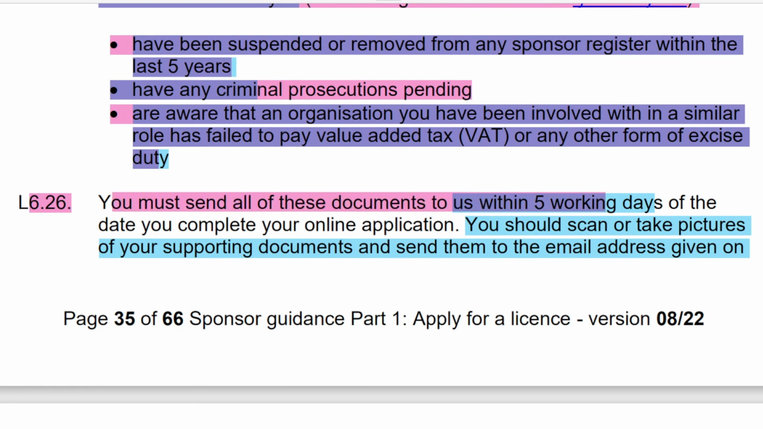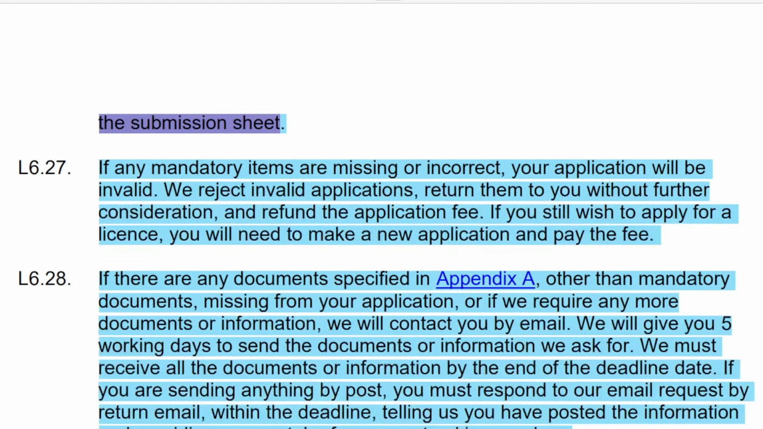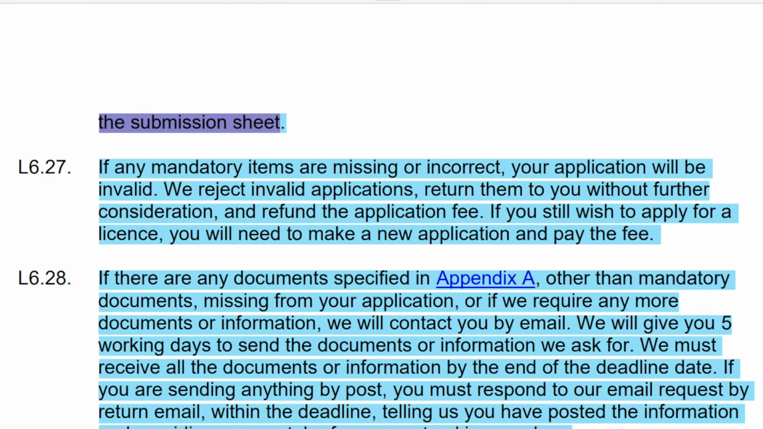You must send all the documents within 5 working days. You should scan or take pictures of your supporting documents and send them to the email address given on the submission sheet. So when you submit your application, you will get the submission sheet, and on that submission sheet you will have the email address where you have to provide the documents. If any mandatory items are missing or incorrect, your application will be invalid. We reject invalid applications, return them to you without further consideration, and refund the application fees.